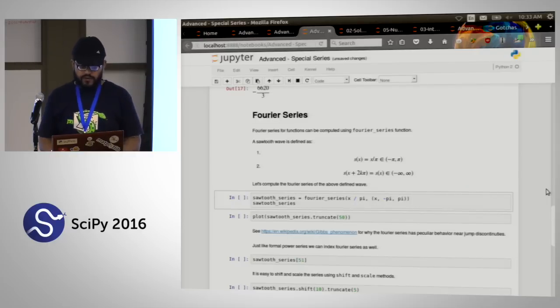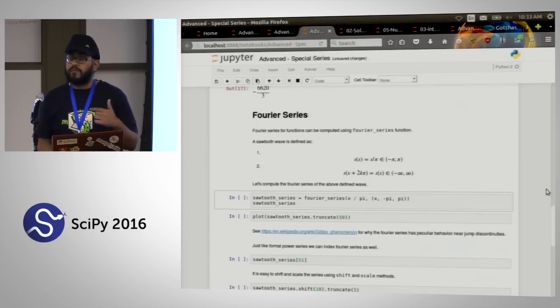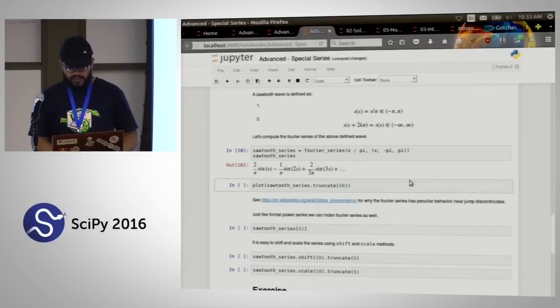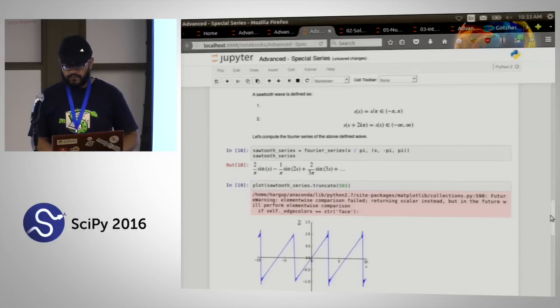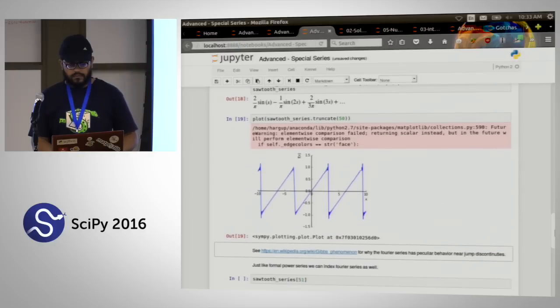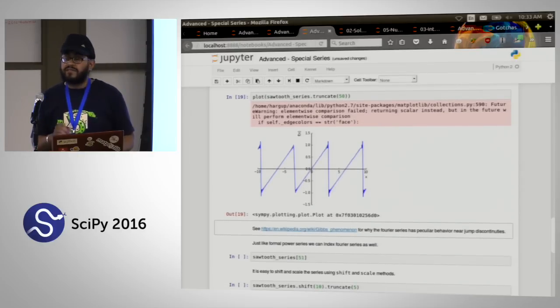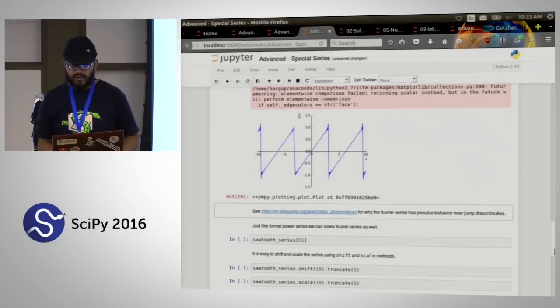Fourier series can be computed using the fourier_series function. So this is the definition for a sawtooth wave. It is periodic, as you can see. So we can just simply compute the Fourier series. Here's how it looks on a plot. This is done using SymPy's plot function. If you want to study why it behaves in this manner at the discontinuities, you can go to this link as well.